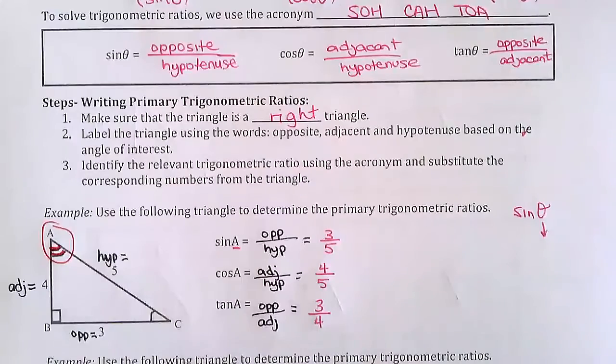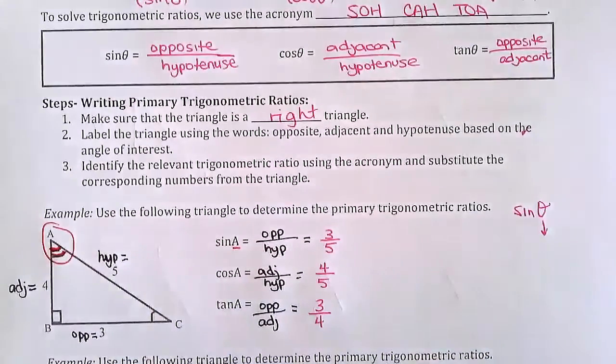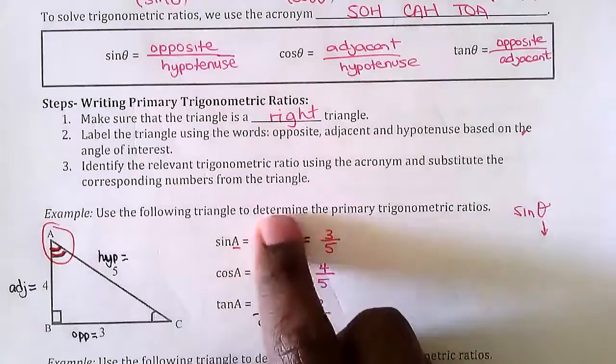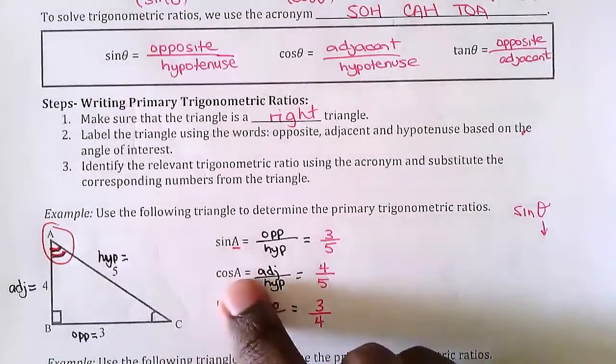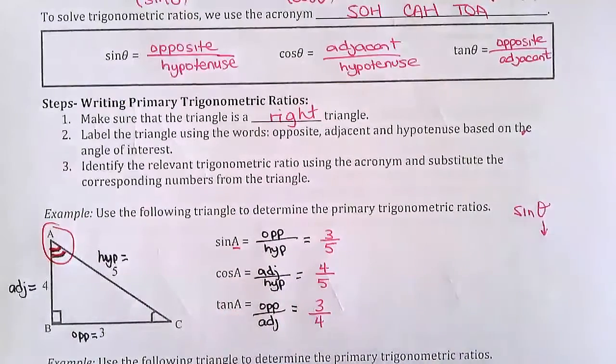And this is what a primary trigonometric ratio is. The sine of this particular angle, even though we don't know what that angle is yet, is always going to be the ratio of opposite to hypotenuse, which in this case was 3 to 5. The cos of A, an angle of interest, was 4 over 5, and tan of A was 3 over 4.